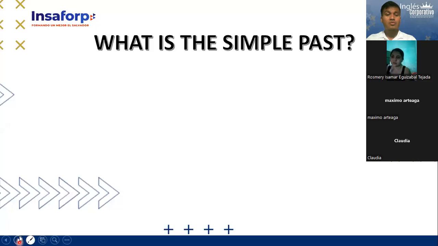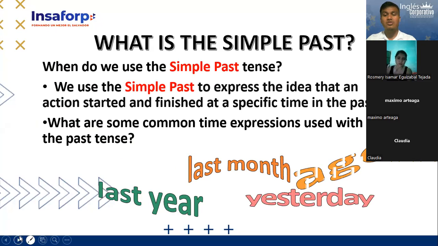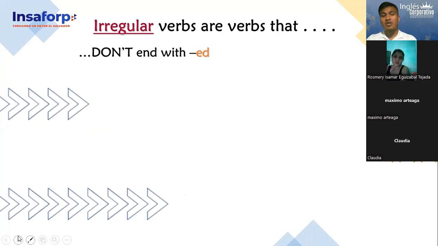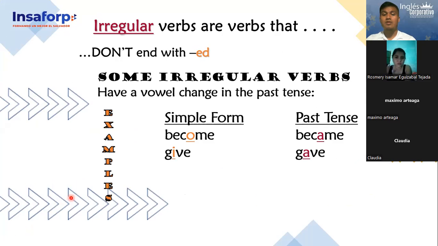But first of all, this information you already know, so we're just going to omit it. Just for you to remember once again, what is an irregular verb? An irregular verb, simple as that, is a verb that does not end in ED. Why? Because they have their own form in past. Example, we can see here some of them.